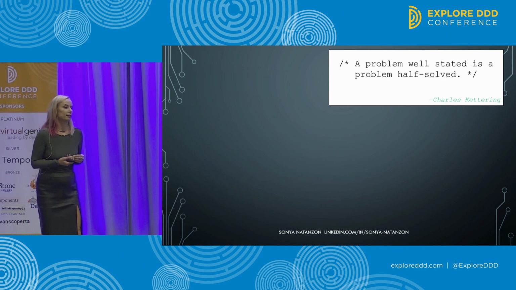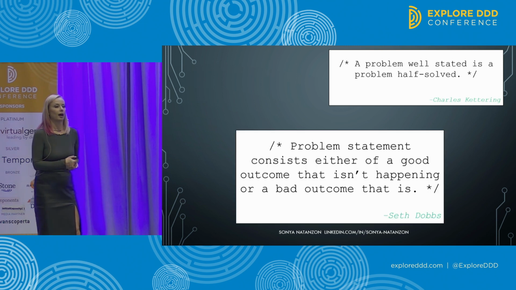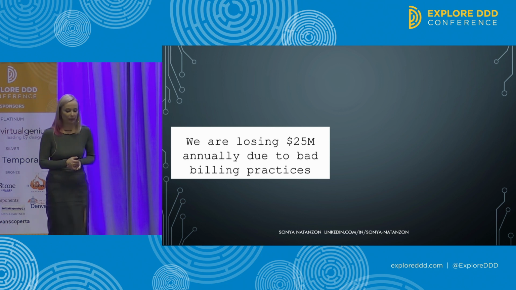Charles Kettering, who was a head of research at GM, once said, a problem well stated is a problem half solved. So how do you state a problem well? I borrowed this very nice little heuristic from Seth Dobbs, and a problem statement should have one of 2 things, either good outcomes that aren't happening or bad outcomes that are. That's it. That's all it should have. And we can try this out right now.